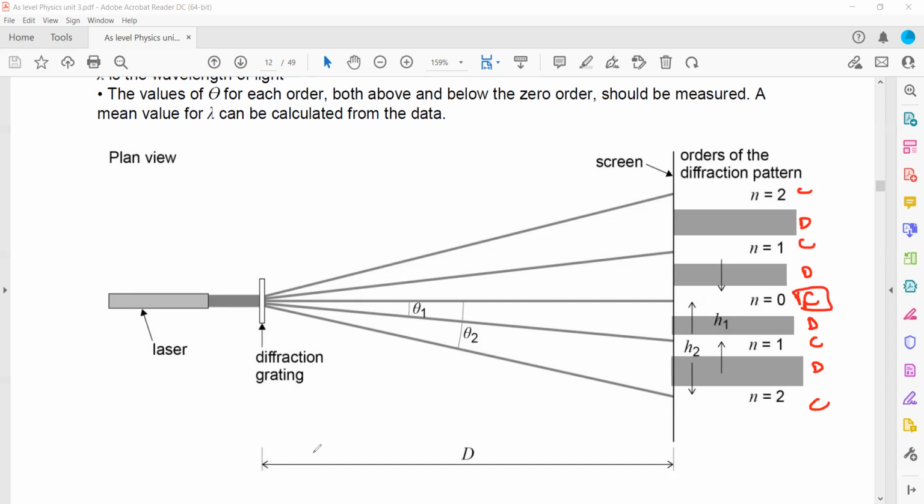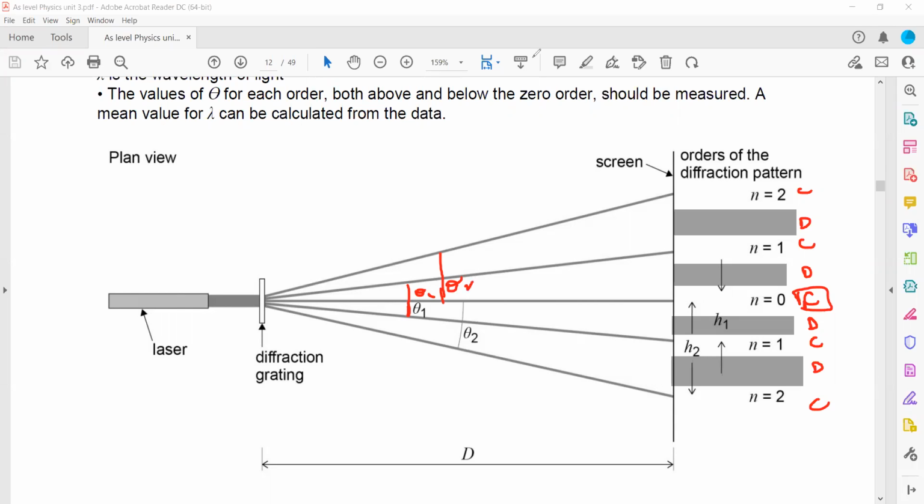D is the distance from the grating element to the screen, and h1 and h2 are the distances from the center to the first order or second order image. The distance from the center to the first order image we call h1, and to the second order image we call h2. The angle from the horizontal line to that region is called theta 1 for the first order and theta 2 for the second order.